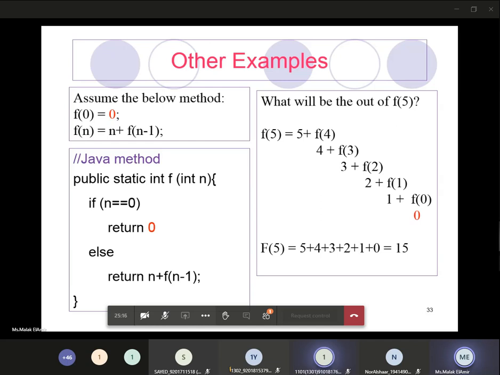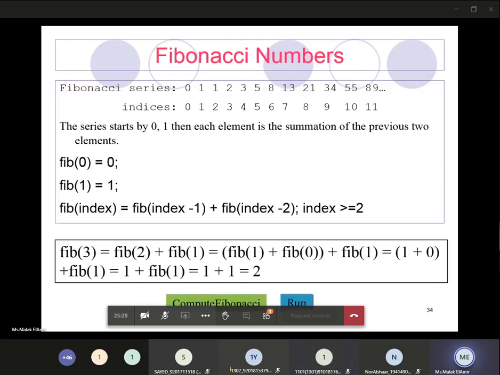Any other questions? Tamam. Okay. Fibonacci number.